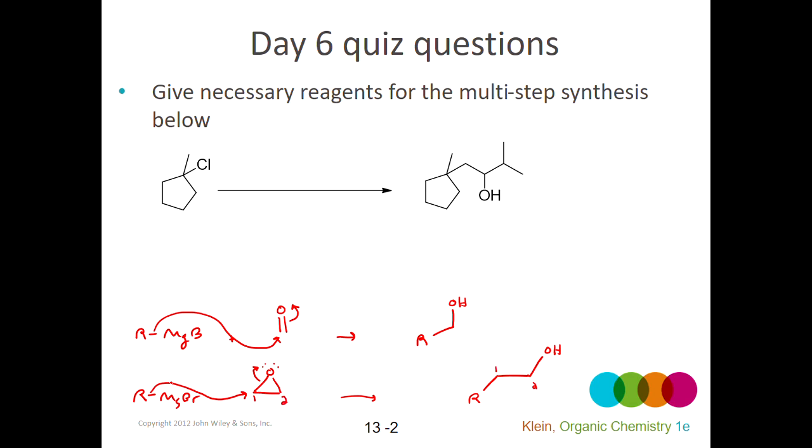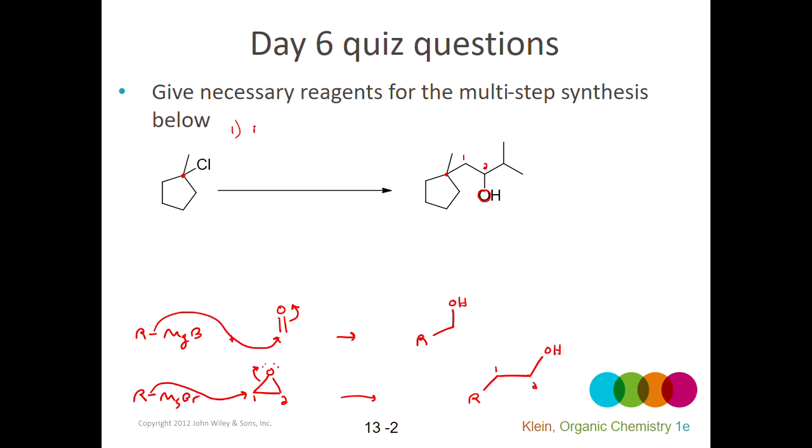So that's how I get the Grignard to connect to a carbon that's 1 away from the carbon where the OH ends up. That's what we have here. Here's my Grignard carbon. There's a 2-carbon chain between that carbon and the oxygen. So I want to set this up as a Grignard.